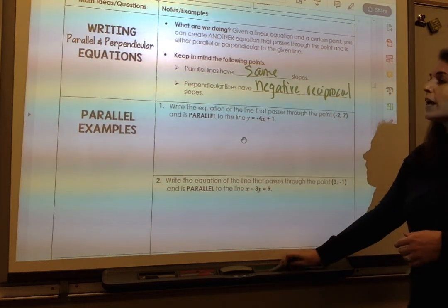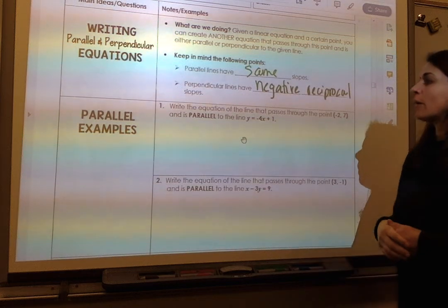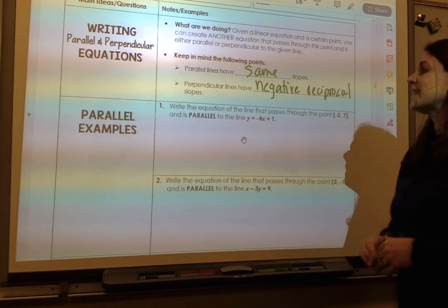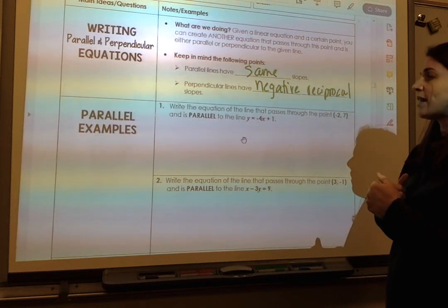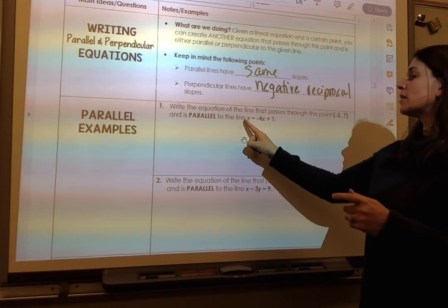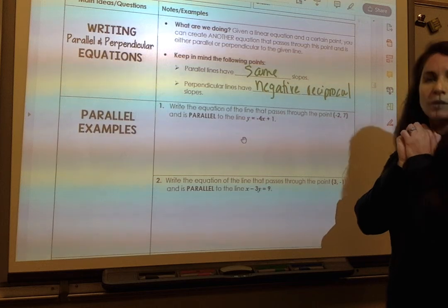Right? So now, here's one of the examples that we have. We're going to write the equation of a line that passes through the point negative 2, 7 and is parallel to the line y equals negative 4x plus 1.